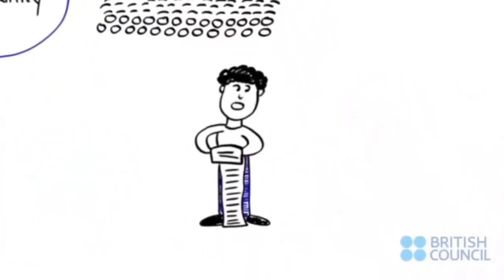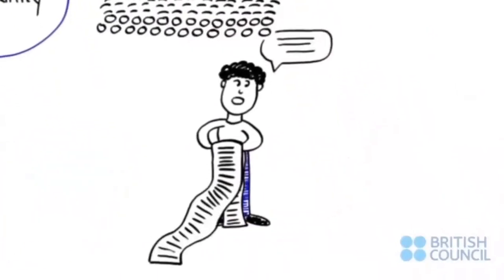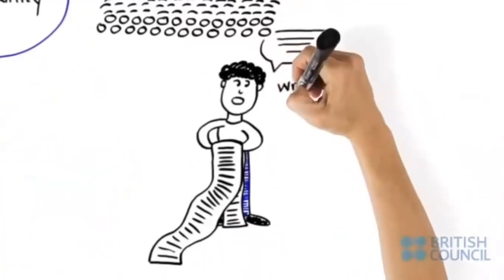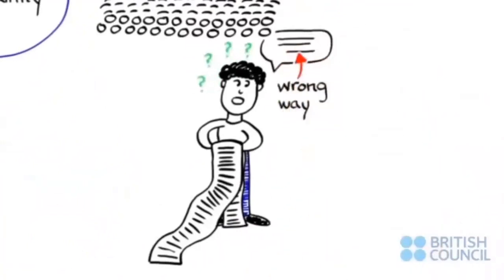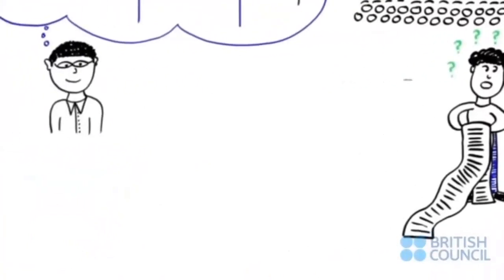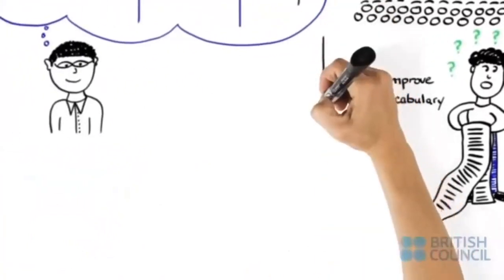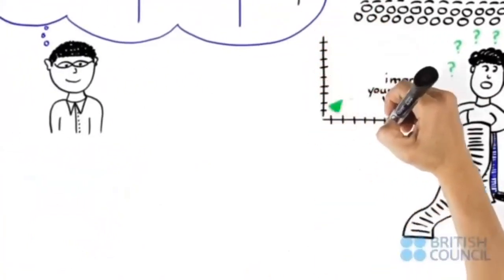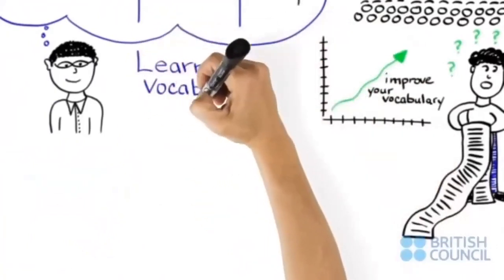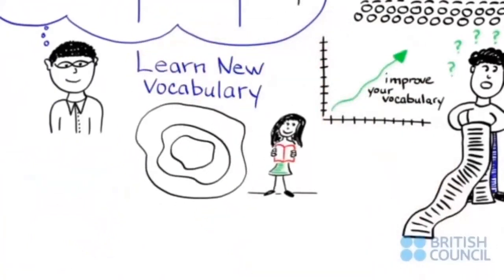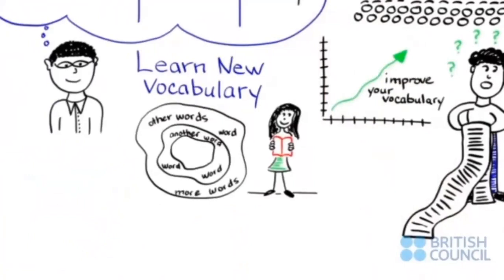Many candidates memorize impressive lists of vocabulary, but often end up using them in the wrong way because they haven't understood them properly. To improve your vocabulary, we recommend these steps. Always try to learn new vocabulary when reading in English. Look out for new words. Seeing words in their context helps you learn the meaning, usage, and collocation.